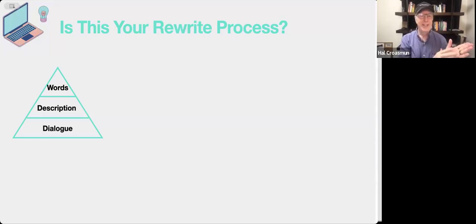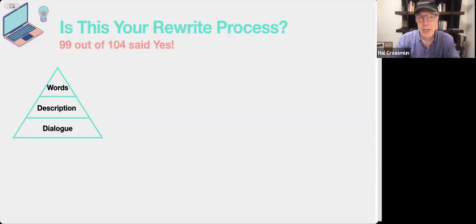You start on page 1 and you read that page, and as you see dialogue that could be improved or description or words that could be improved, you make the changes systematically all the way through. And once you're done with that, you go back and start over again and you do draft 3 and draft 4 and draft 5. So I sent out this questionnaire to 600 some odd writers and asked this question: is this your rewrite process? Is that what you normally do? Do you start on page 1 and read all the way through and make the changes as you go, mainly in these areas? When I got the answers back, 99 out of 104, that's how many answered it, said yes, that was their rewrite process.